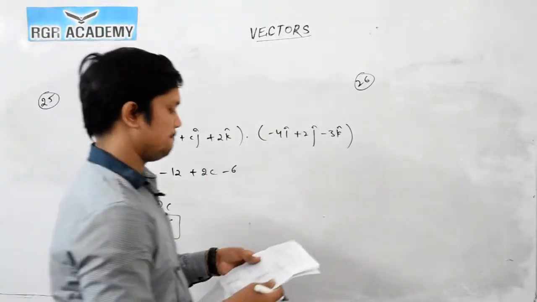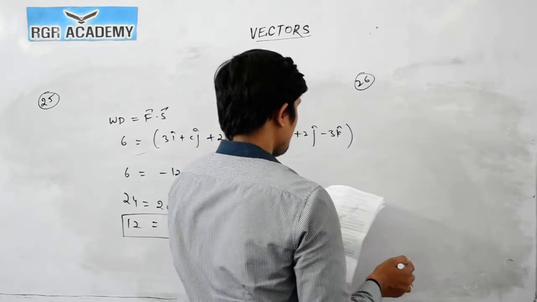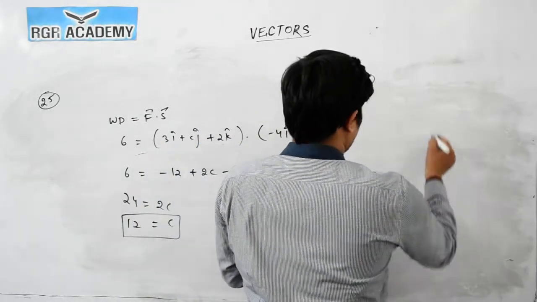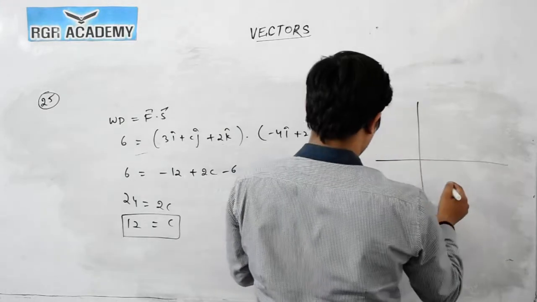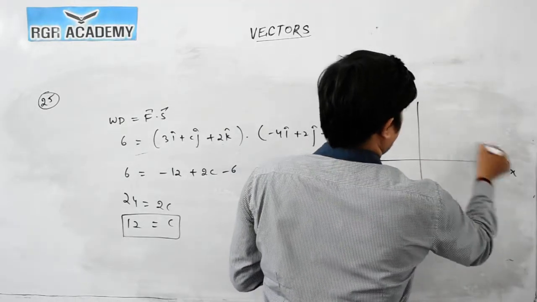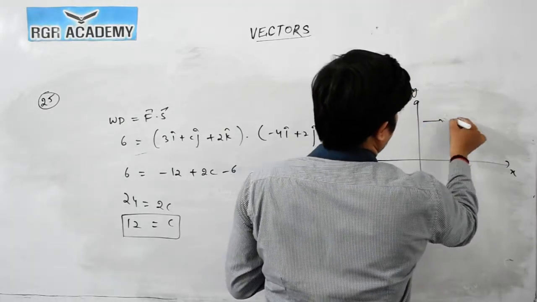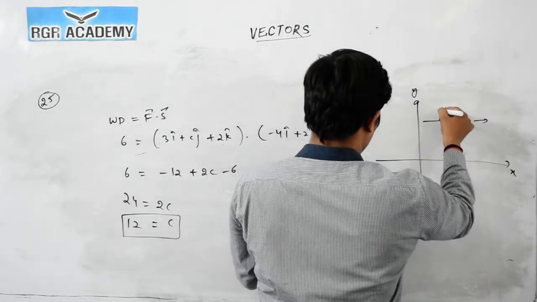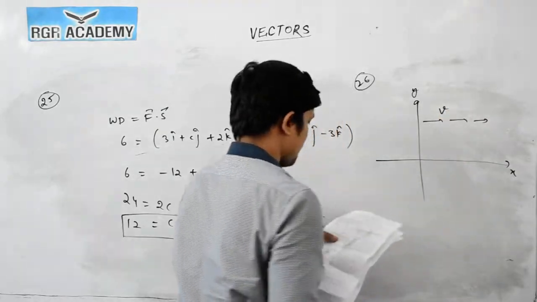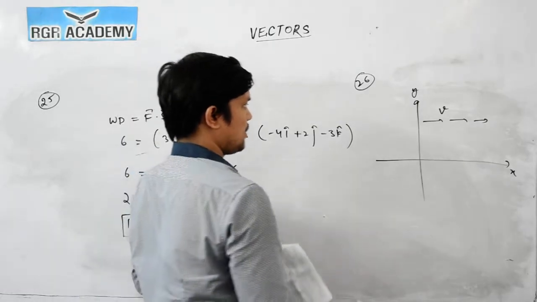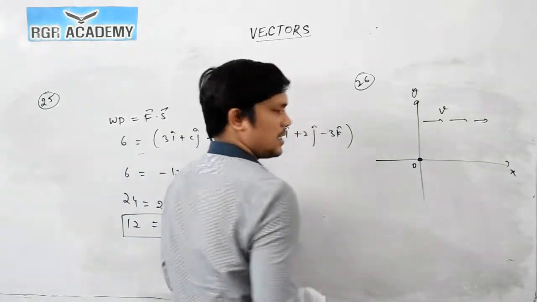So see this. The particle is moving parallel to the x-axis. So this is the x-axis, this is the y-axis. So we can consider the particle is moving like this with the velocity they have given as v. Its angular momentum with respect to the origin, so at about this point they are asking the angular momentum.